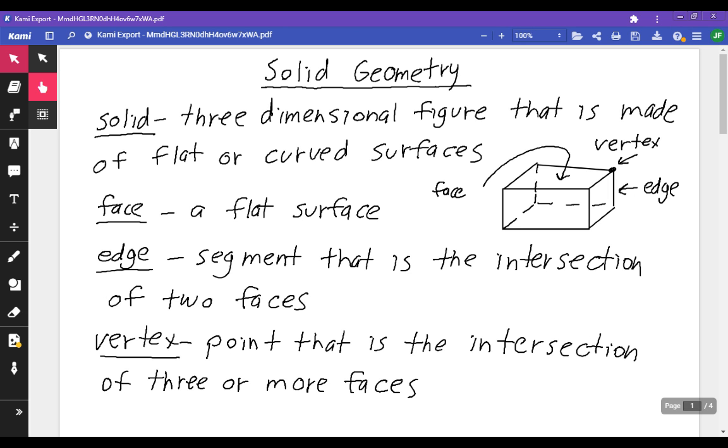Another term that we can talk about is an edge. So an edge is where two faces come together. So it's an intersection, it's a line segment. A vertex of a solid is a point where the intersection of three or more faces come together. So you see a point there on that figure, which represents a vertex.